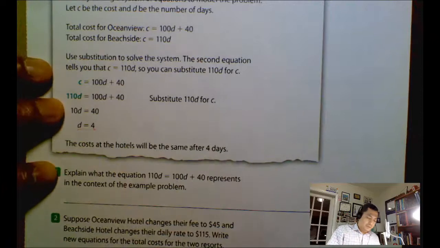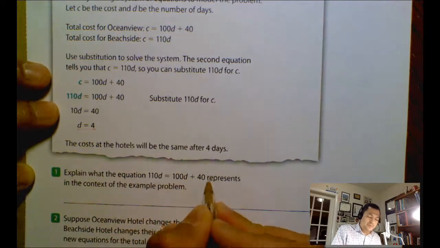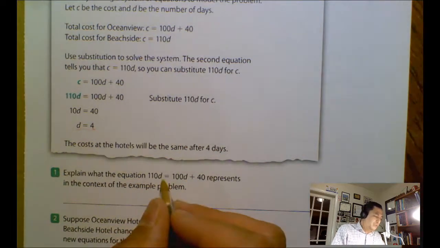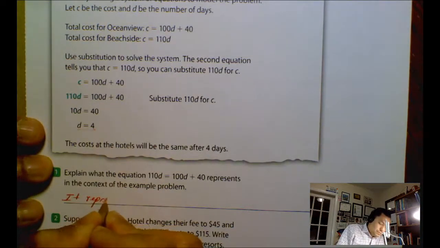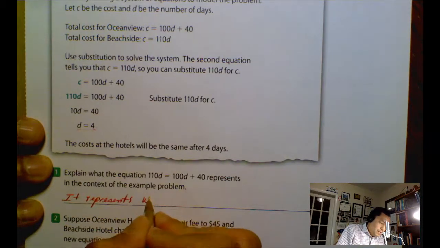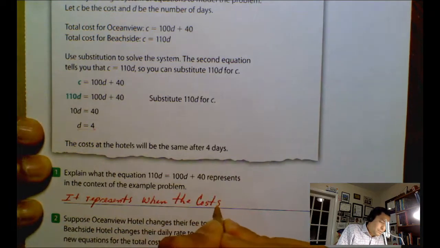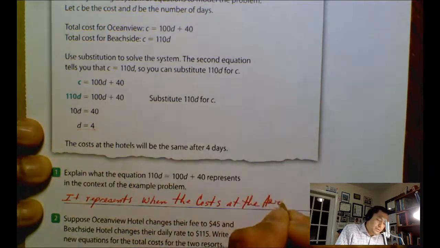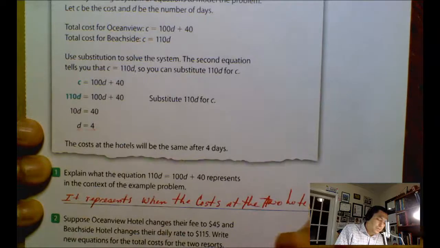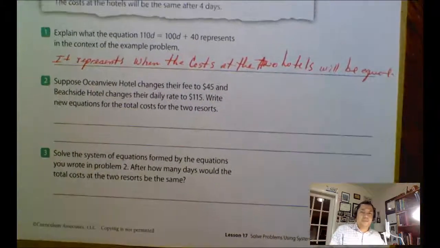Now, explain what the equation 110D equals 100D plus 40 represents in the context of the problem. So in this case, it represents when the cost at the hotels will be equal. Okay, that's the first one.